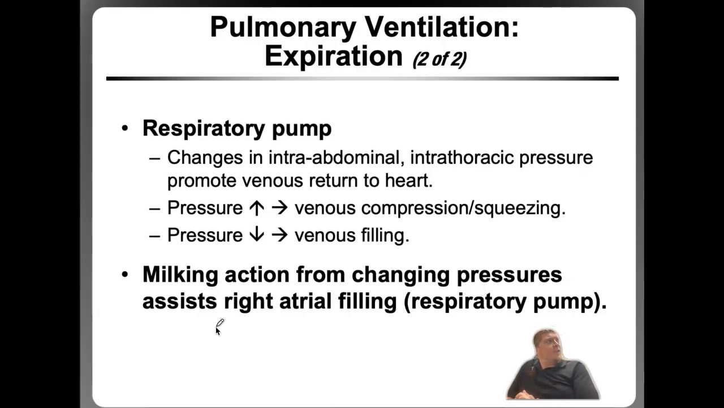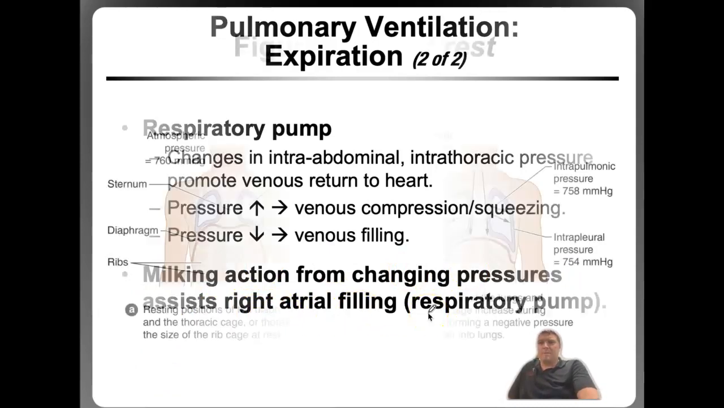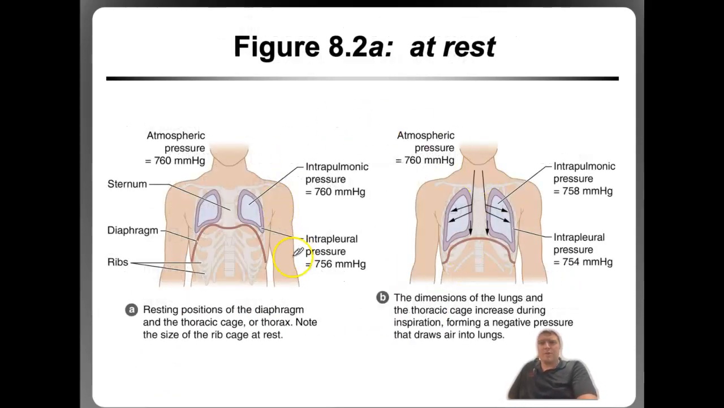Let's see, the other parts of today. There is a respiratory pump. It's just the muscles that use it, so the intra-abdominal and intrathoracic pressure. When pressure goes up, compression or squeezing everything out will also then fill. Same concept there. Milking actions from changing pressures assist in the right atrial filling: the respiratory pump. And here's what those would look like.